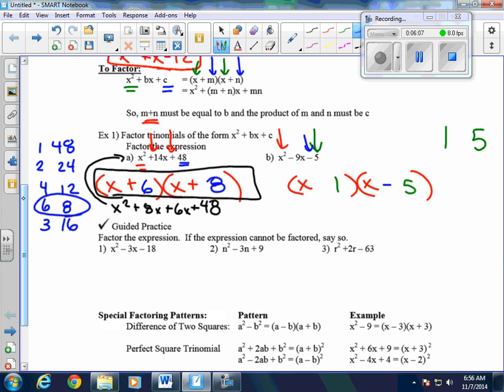So if we make this one negative and this one positive, that's going to give us x squared minus 5x plus x minus 5. Does that give us back our original? No. That gives us a negative 4x in the middle. So what we're going to have to do is switch those signs around. So let's try to switch those signs to a plus and a minus. Well, all that's going to do, let's go the other way.